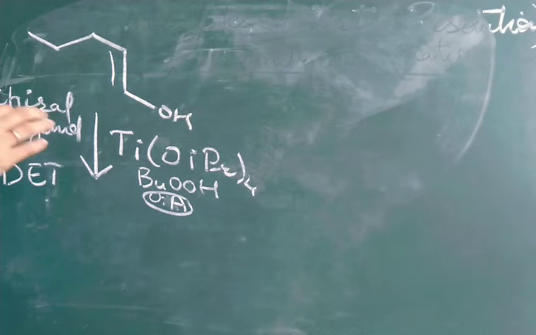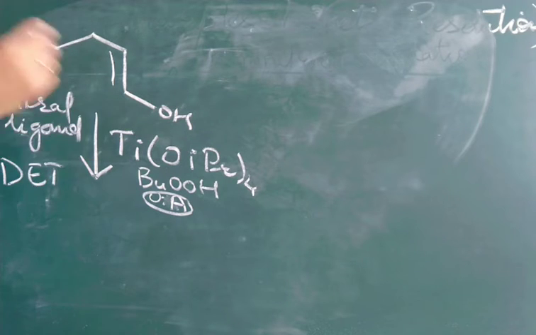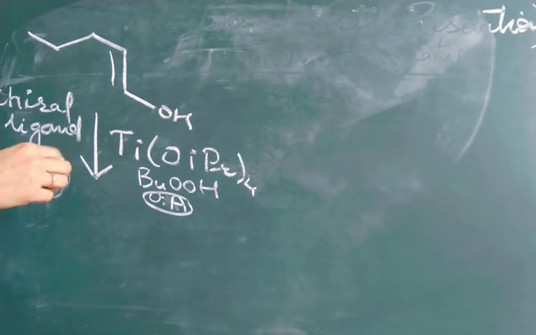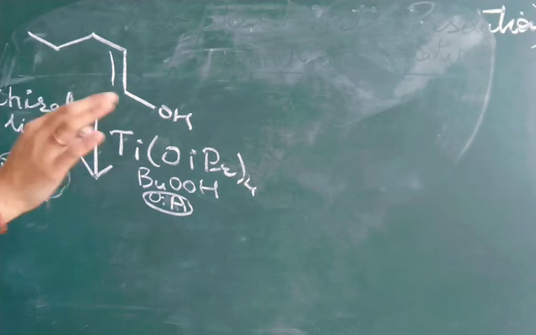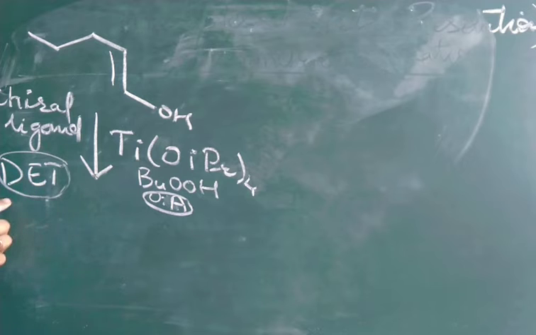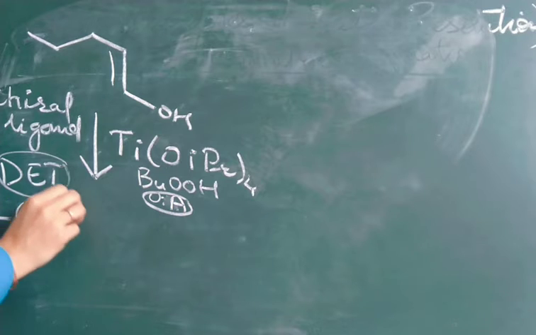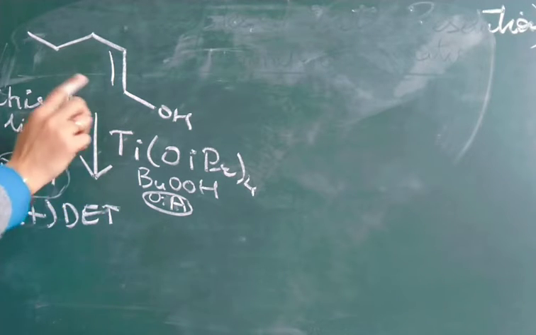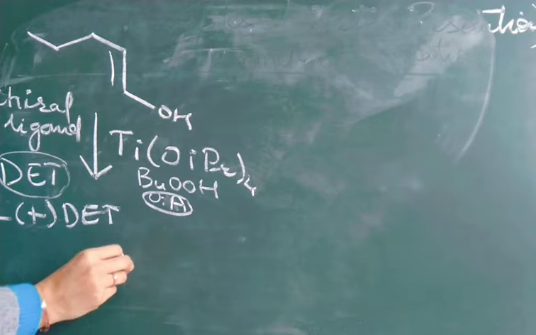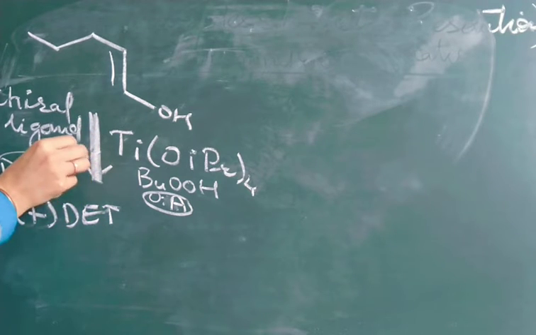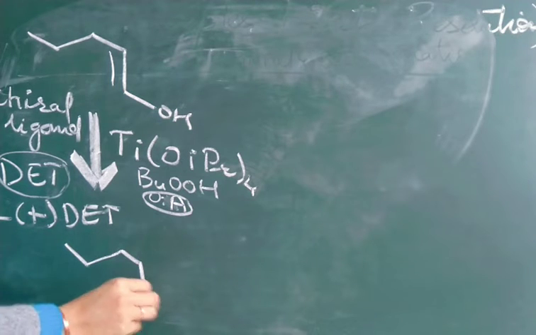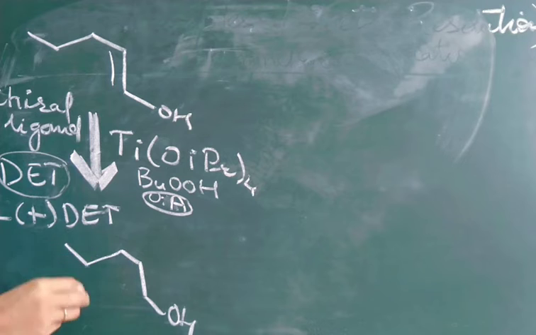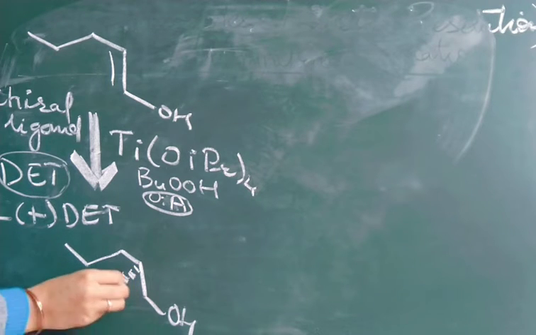But what is the difference? Why is there a difference in the formation of product when we are using DET? Sometimes the oxygen is delivered on the top face, and sometimes it is delivered on the bottom face. What happens here? See, if I am using the levorotatory, that means minus chiral ligand, then the oxygen will get delivered on the bottom face. That means the oxygen will be below the plane.